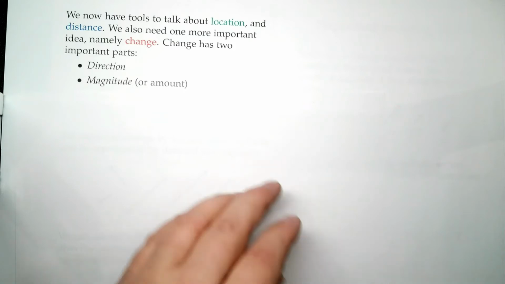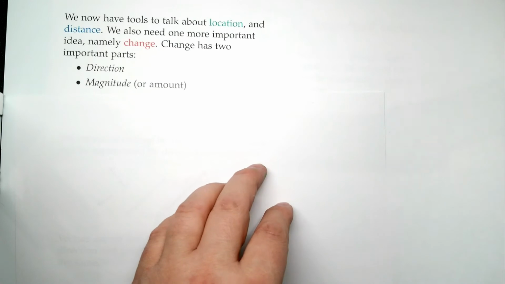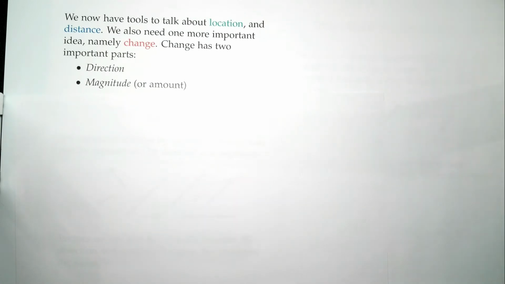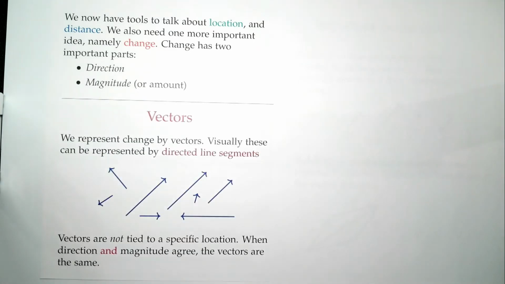I have a set of points, and I want to know how I changed to go from one location to another location. What we need is something which includes both direction, because change happens in a certain direction, and magnitude. Magnitude, we could say, is an amount. Usually we think of it as a length. So how are we going to do this? The answer is vectors. Vectors are the thing we're going to use which have both of these things: a direction and a magnitude.